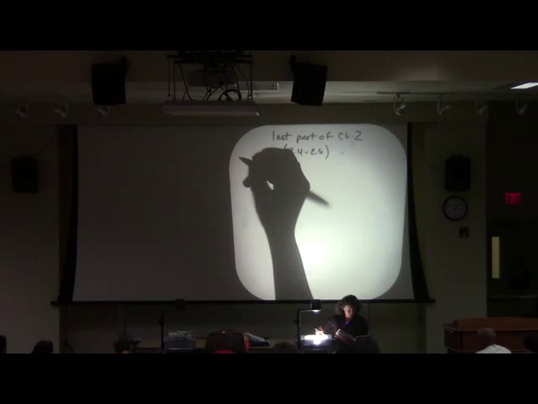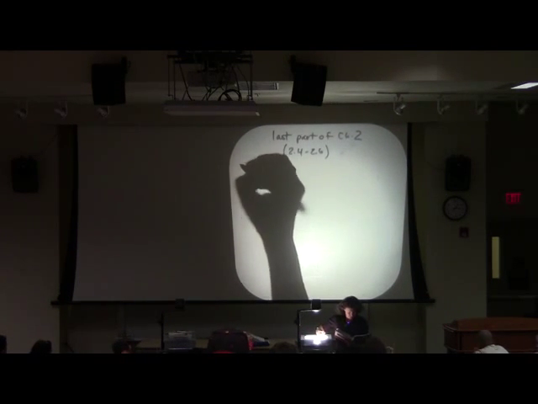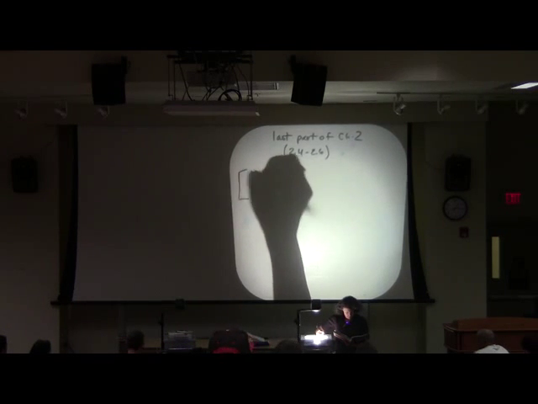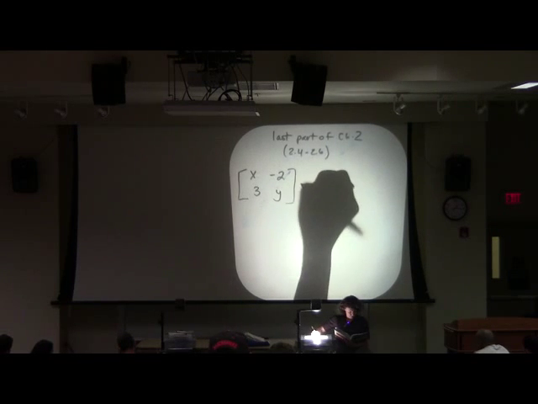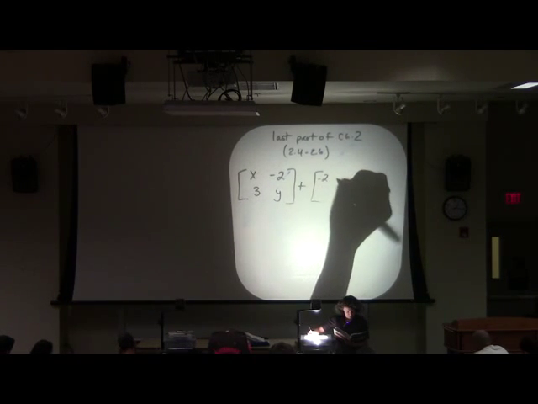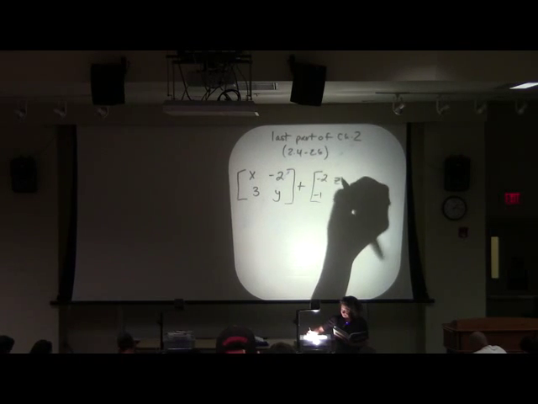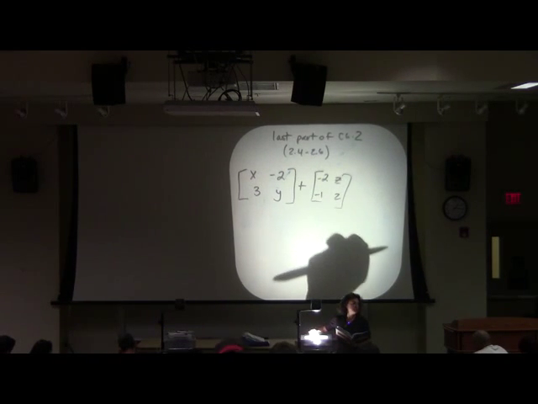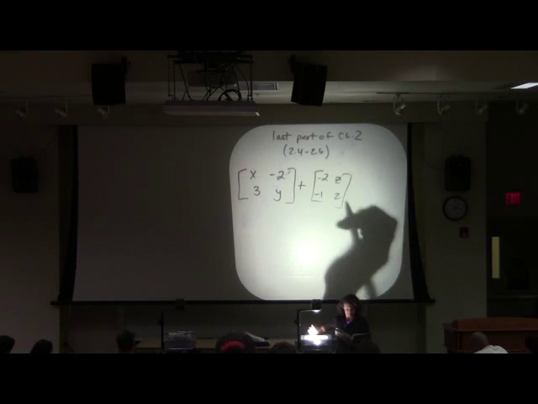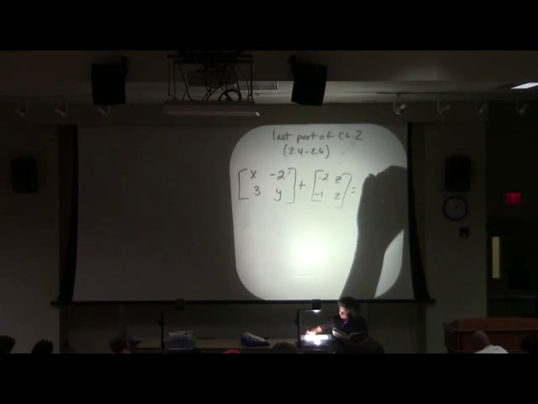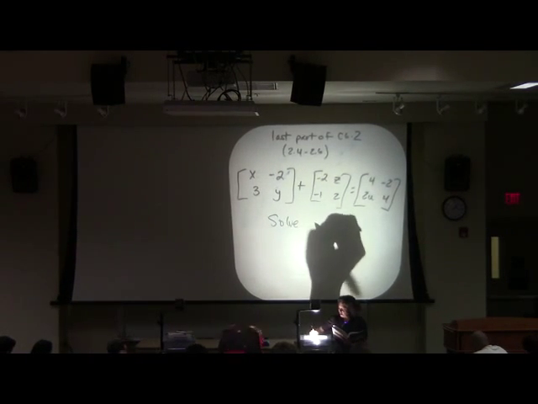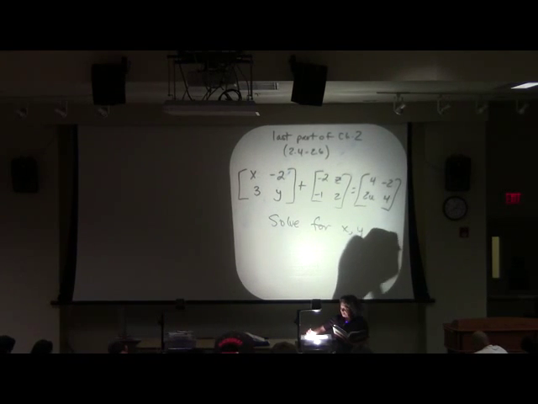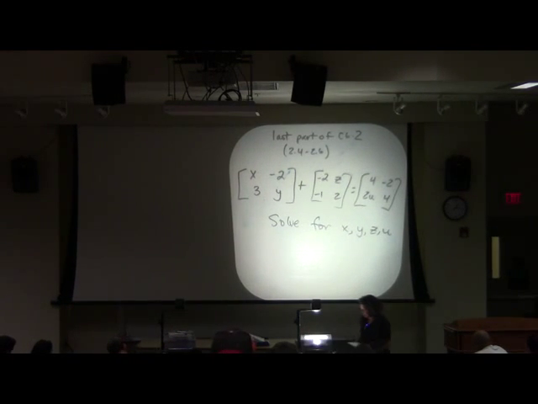The first example that I would like to do is the following. I want to take this matrix, and I want to add it to this matrix. Notice you can tell my 2's from my z's because I cross my z's. And what we want to do is solve so we can get the values of x, y, z, and u.